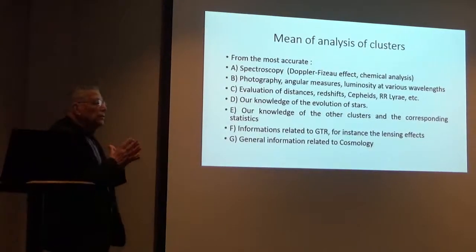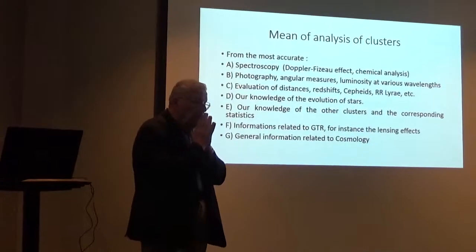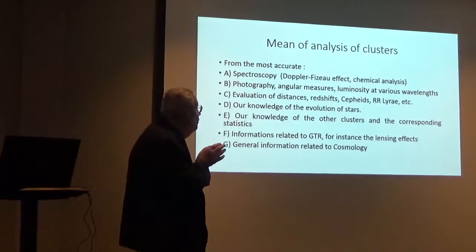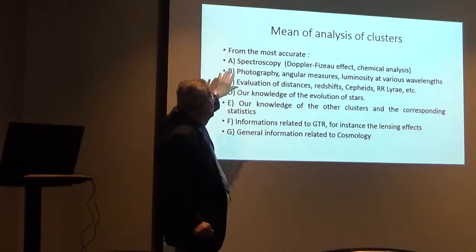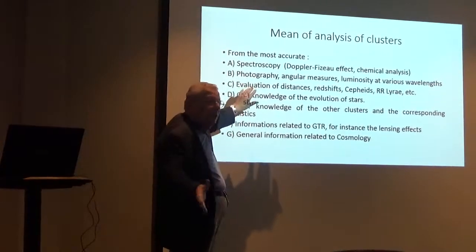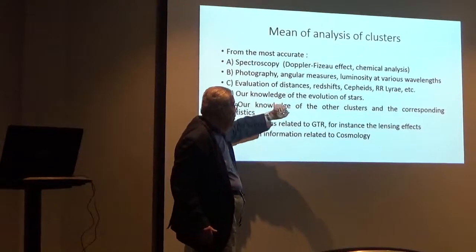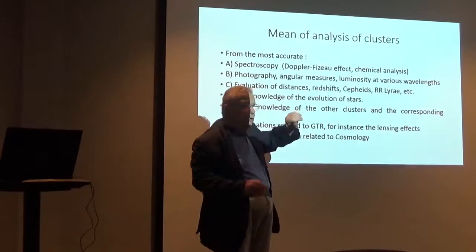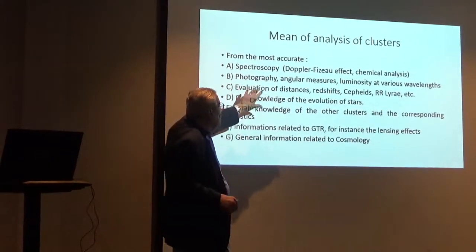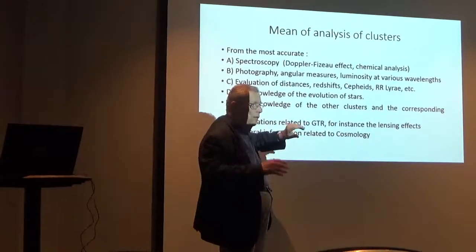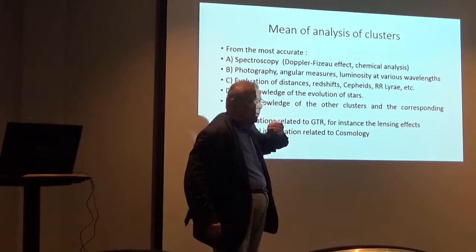We must understand our way of knowledge of the universe, from the most accurate to the least. The best means of analysis is spectroscopy. It gives the Doppler effect, the chemical analysis of the star, and so on. Photography and angular measure are also very accurate, giving the luminosity at various wavelengths.